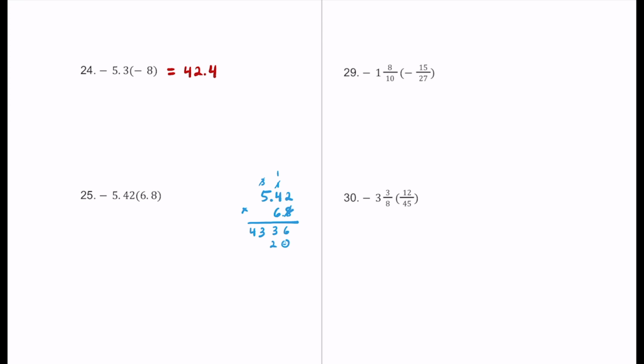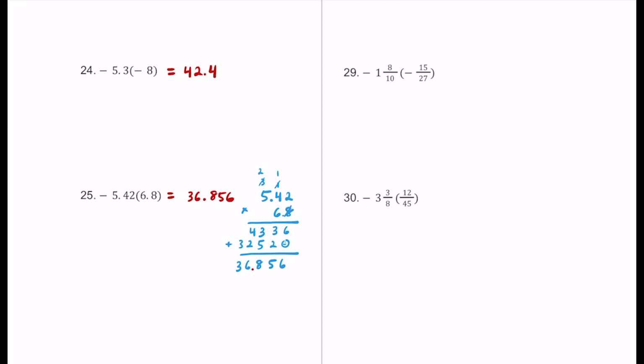6 times 4 is 24, plus 1 is 25, carry the 2. 6 times 5 is going to be 30, plus the 2 is going to be 32. If we go ahead and add these two rows together, we have a 6, a 5, an 8, and a 6, and a 3. And it looks like we should have 3 decimal places based on our factors up there.